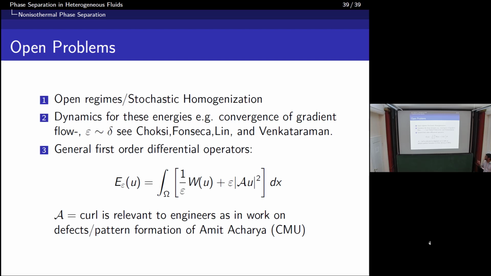And then I always add this. We have Amit in the audience, so we always add this: you want to try to figure out how to do this sort of thing for more general first-order linear operators, especially when you have a curl here. So you have even the simplest Modica-Mortola for a curl, and not just for a gradient.